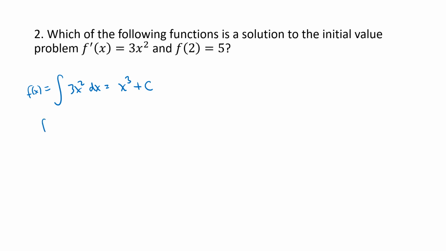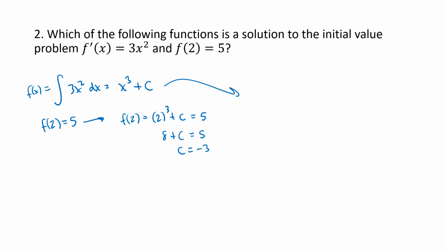And then when they tell me that f of 2 equals 5, that's going to tell me that f of 2, which is 2 cubed plus that mysterious constant, is equal to 5. So 8 plus the constant equals 5, so the constant equals minus 3. So putting those two pieces of information together tells me that my function is x cubed plus negative 3, or in other words, x cubed minus 3. So that would be my formula for f.